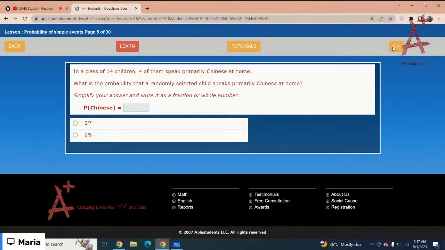In a class of 14 children, 4 of them speak primarily Chinese at home. What is the probability of a randomly selected child speaks primarily Chinese at home? So the probability of Chinese is 4 over 14. Got it? And when you divide them by a common factor, it would be 2 over 7. The correct option is 2 over 7.